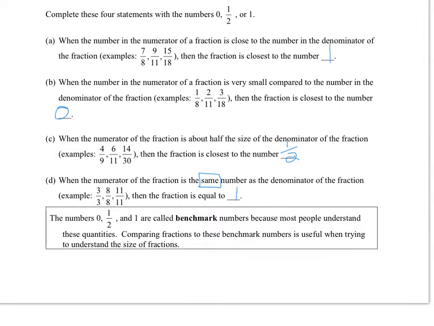And then this summary right here, just a reminder, so 0, 1/2, and 1 are benchmark numbers, because most people understand that quality. You understand that 0 is almost empty, half is half full, and 1 is like a full cake or a full loaf. So comparing fractions to these benchmark numbers is useful when we try to understand the size of fractions. So we'll look at some examples of how to do that.